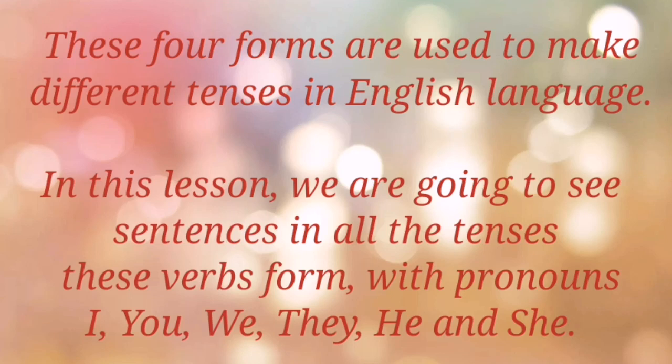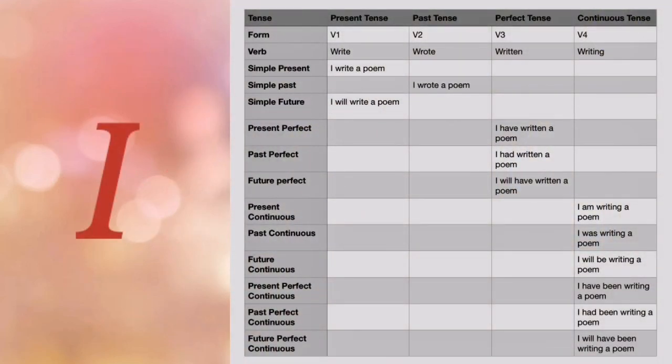In this lesson, we are going to see sentences in all the tenses these verbs form with pronouns I, you, we, they, he and she. Let us start with the pronoun I. Here we can see that V1 write is used to make simple present tense I write a poem and simple future tense I will write a poem. V2 wrote is used to make simple past tense I wrote a poem.